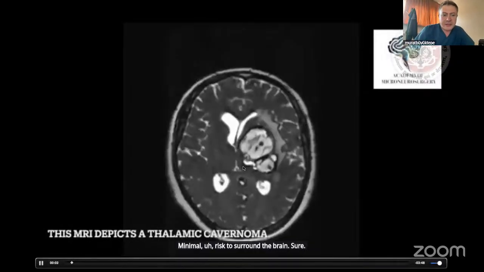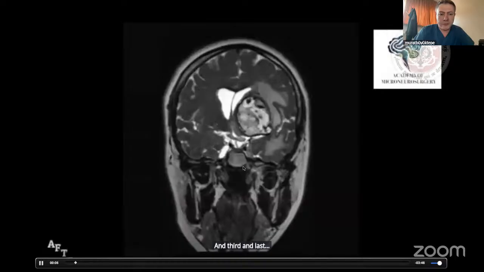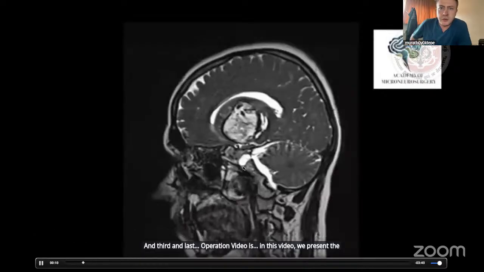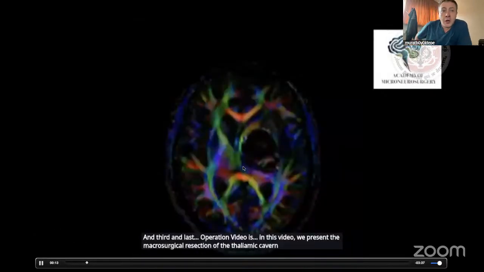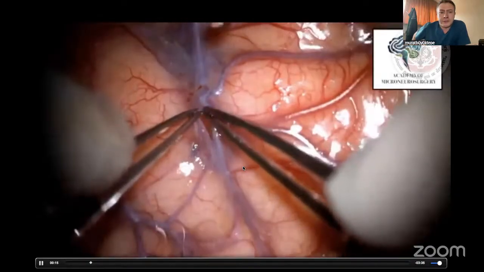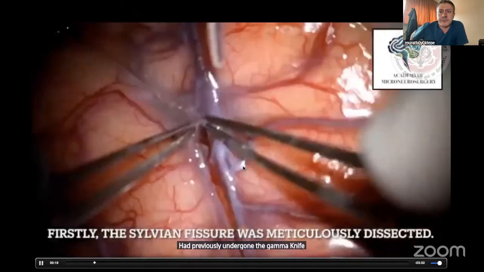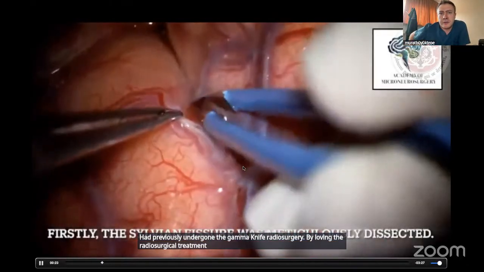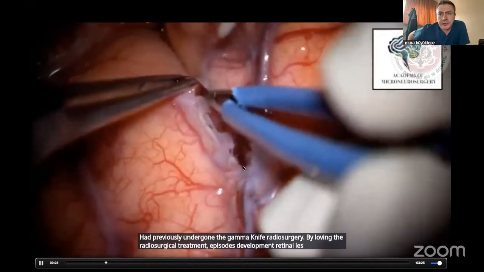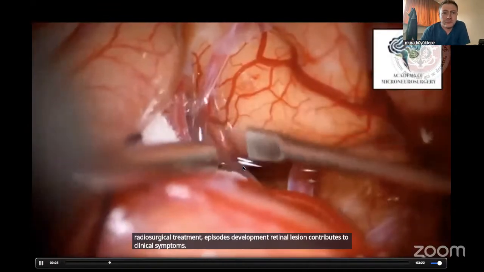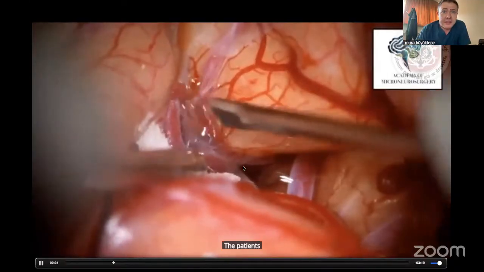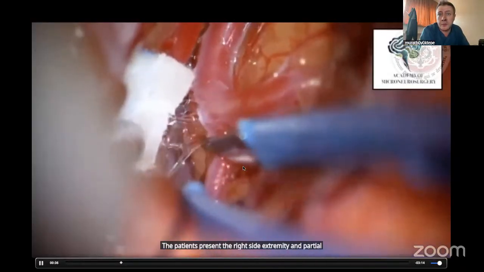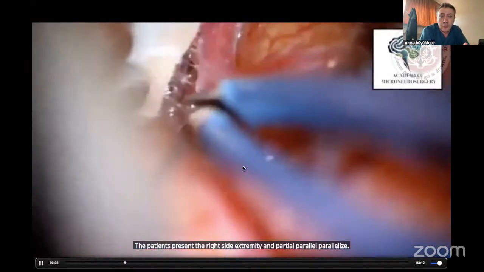And the third and last operation video. In this video, we present the microsurgical resection of a thalamic cavernoma in a patient who had previously undergone gamma knife radiosurgery. Following the radiosurgical treatment, a pseudocyst developed within the lesion, contributing to clinical symptoms. The patient presented with right-sided extremity partial paralysis.